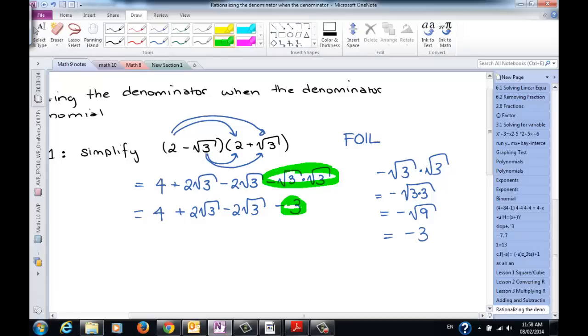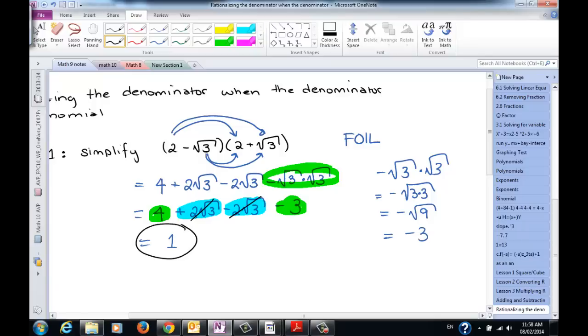Okay, so I'm going to simplify some like terms. Notice that I have two constants. I have 4 and a negative 3, so that is going to become 1. Now, the other thing that I want to collect is, here we have root 3's. Okay, so these are like terms. I have positive 2 of them here, and I'm taking away 2 of them here, so they become 0. So I'm just left with 1.